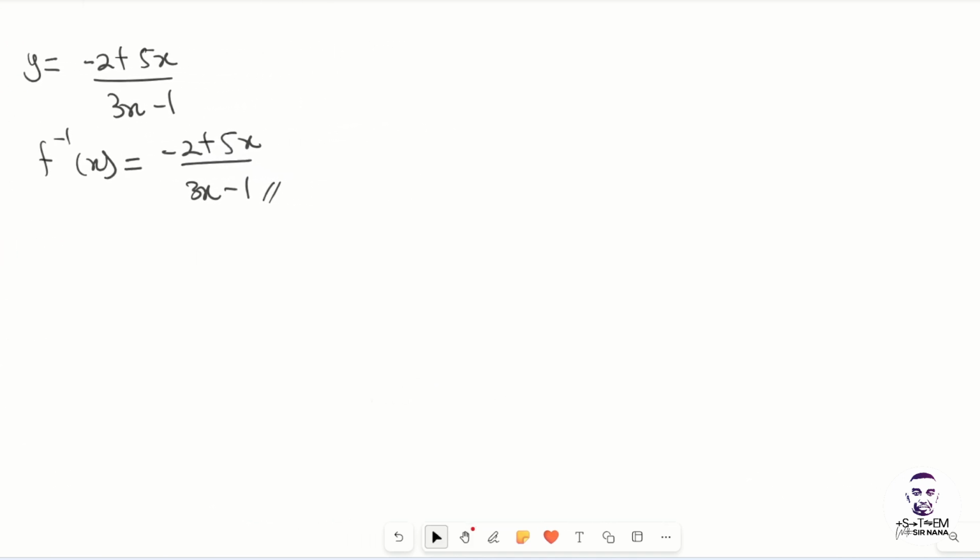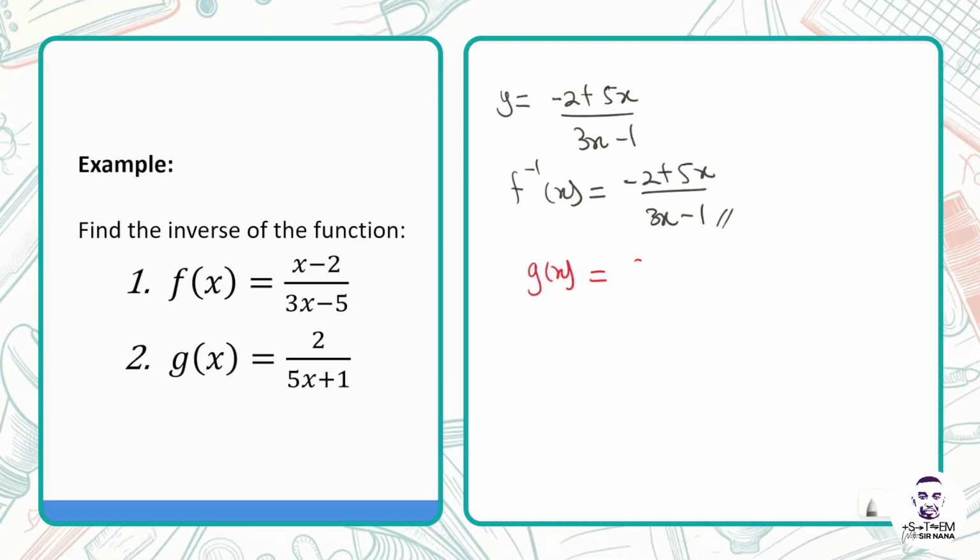So in the second question, we've been given a function g of x, right? So we have g of x, and that g of x is equal to 2, right, at the numerator, all over 5x plus 1. So in this case, we say let y be equal to g of x, and that implies that y is equal to 2 all over 5x plus 1. And then we interchange the variables, so it becomes x to be equal to 2 all over 5y plus 1.